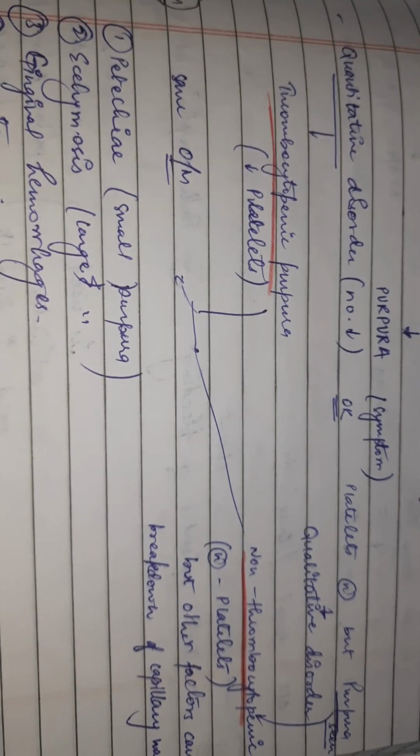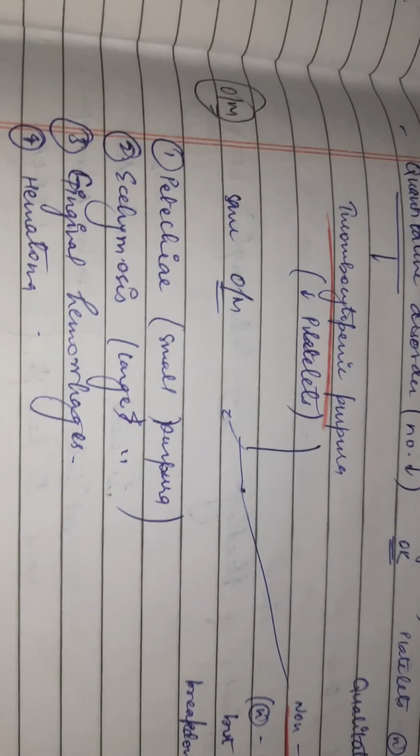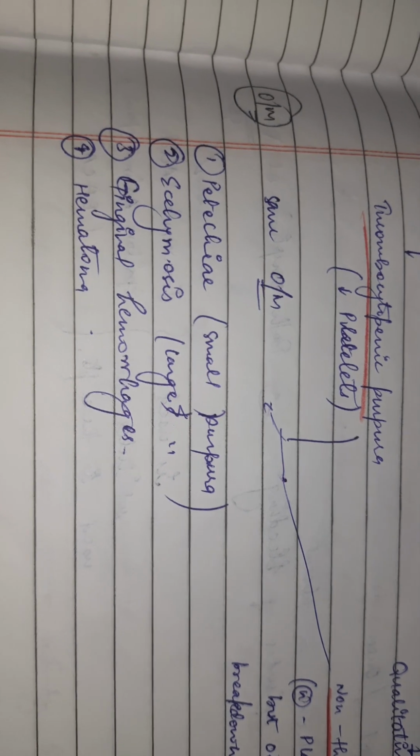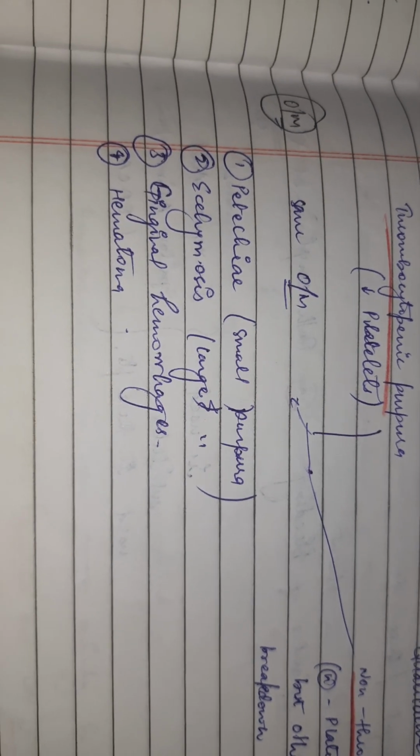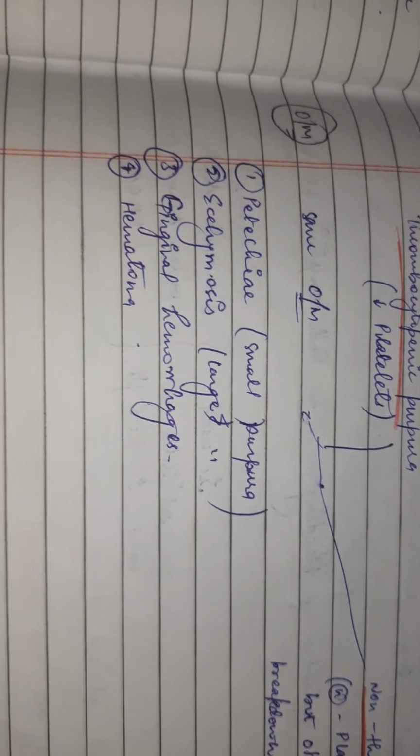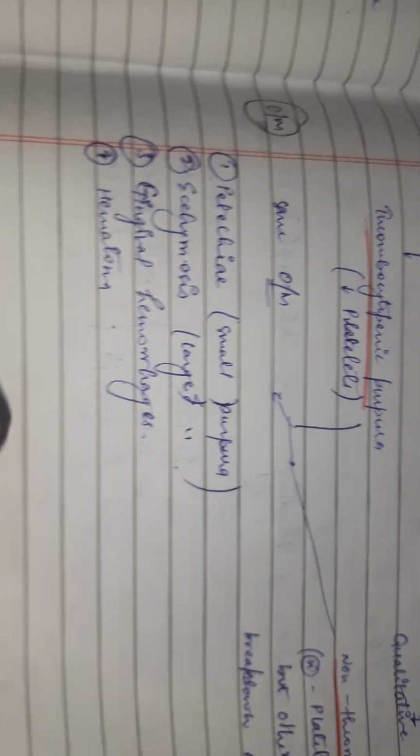Oral manifestations: both non-thrombocytopenic and thrombocytopenic purpura have the same oral manifestations. Petechiae, small purpura; ecchymosis, large purpura; gingival hemorrhages; and hematoma.